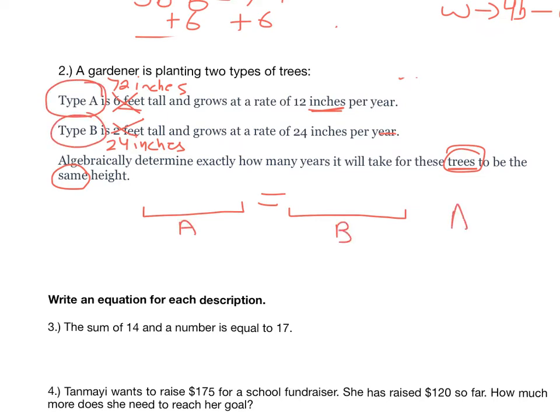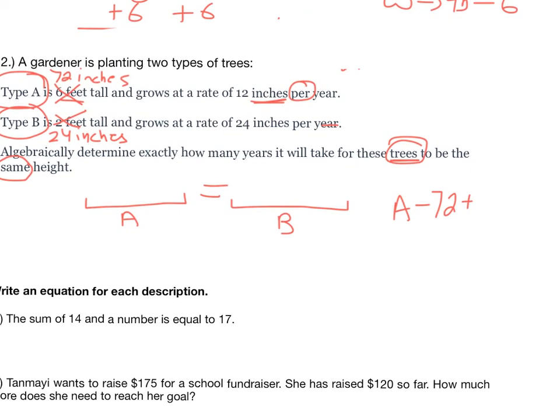What do we know about tree type A? Well, it says tree type A is 72 inches, right? And then it grows an additional 12 inches per year. Remember, per means multiplication. It's one of your rate words. So it's 72, then an additional, that's plus 12 inches per year, right?